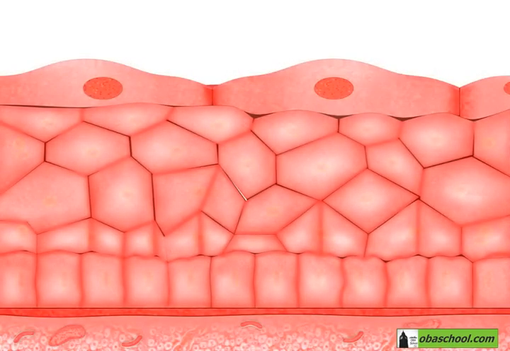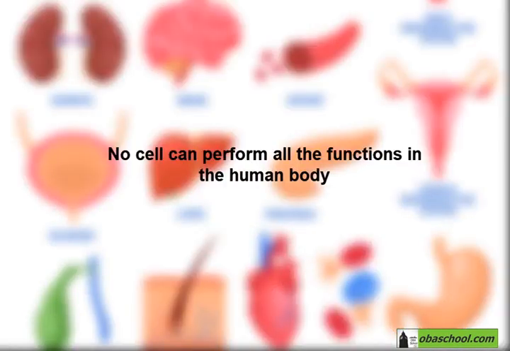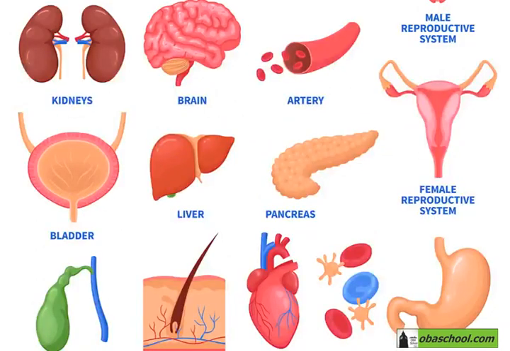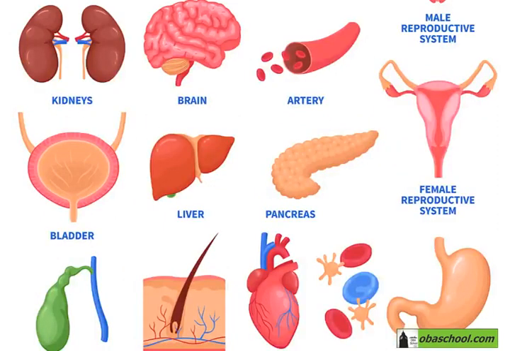We will start at the basic level, which is the level of the cells and cell specialization. Because no cell can perform all of the functions needed in the human body efficiently, cells have to specialize to each take on a certain function. Every type of specialized cell is evolved more in certain aspects and has more evolved organelles, and is less evolved in other aspects and has less evolved organelles, all in order to suit a role that it has to play.